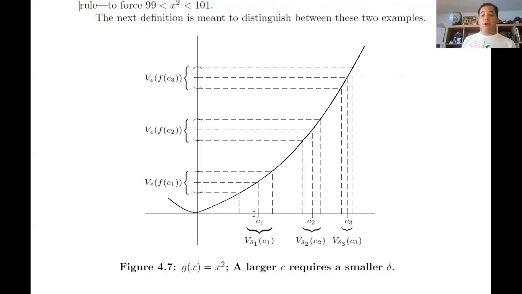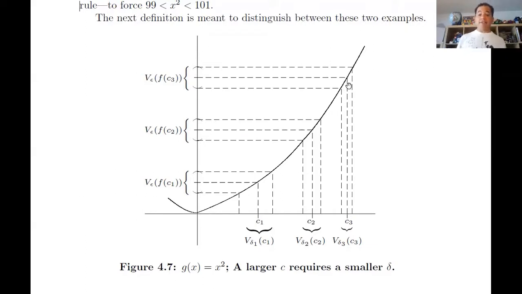Okay, but now look what happens when you pick a C that is further to the right. If I pick C2 and I keep the same epsilon, this is the exact same distance. Look how now my neighborhood over here has to become smaller, right? So this distance is now smaller. And if I pick an even further value of C, like this one over here, we're still using the same epsilon, but now the delta is even smaller, right?